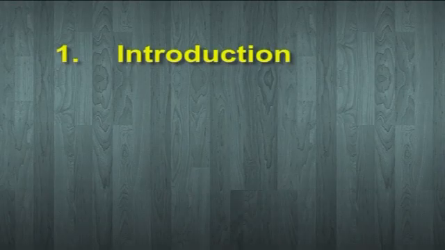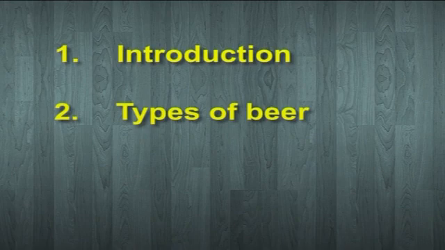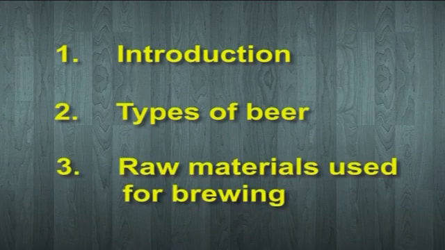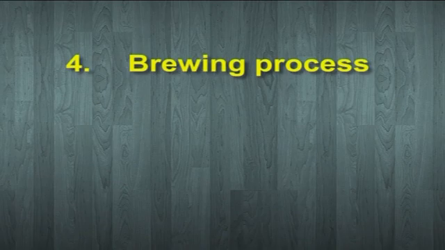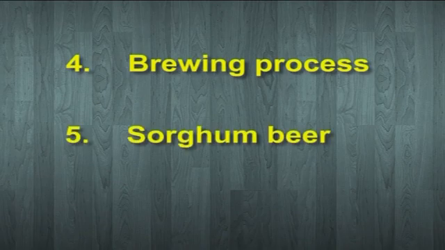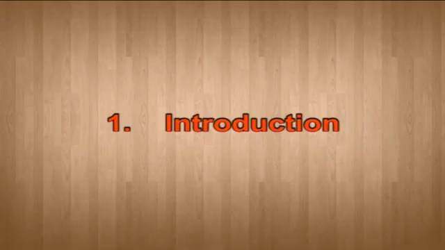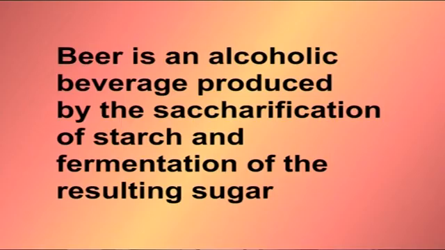The topic today will be discussed is beer under the following subunits: 1. Introduction. 2. Types of beer. 3. Raw materials used for brewing. 4. Brewing process. At last, 5th, Sorghum beer. Introduction. Beer is an alcoholic beverage produced by the saccharification of starch and fermentation of the resulting sugar.